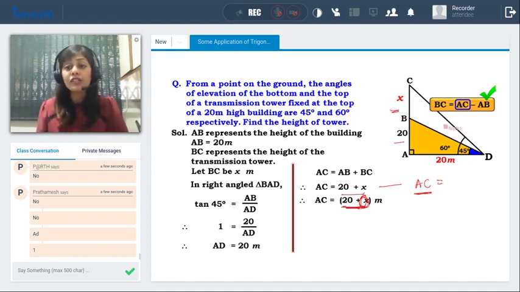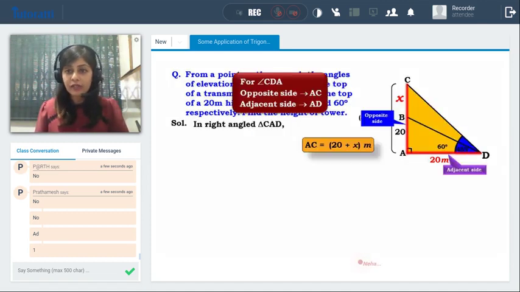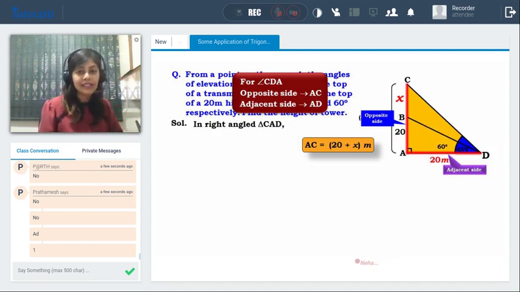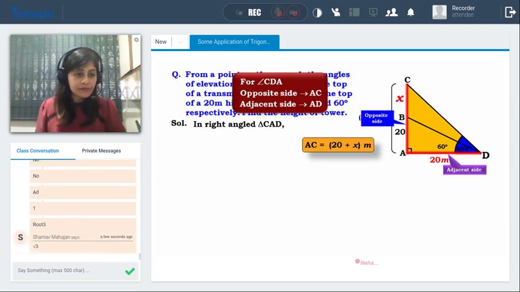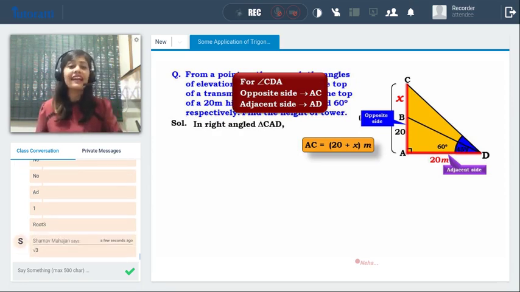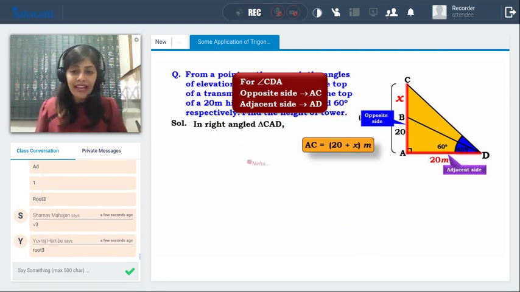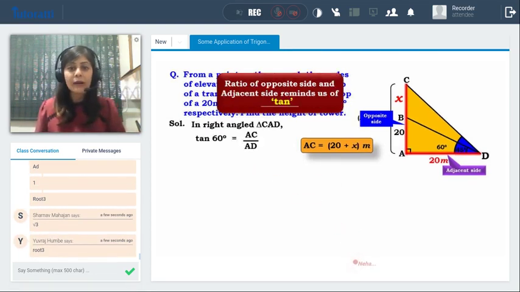Now, in the bigger triangle, let me highlight that for you. Okay. So in the bigger triangle, we know theta is 60, AC is the opposite side, AD is the adjacent side. So again, the ratio is going to be opposite upon adjacent, tan. Tan 60, students. Quick. What is tan 60? Tangent ratio of 60. Yes, it's root 3. That's correct. Reciprocal of tan 30, which is root 3. So what we have is tan 60 is AC upon AD.